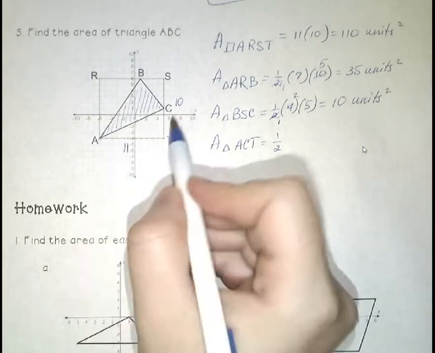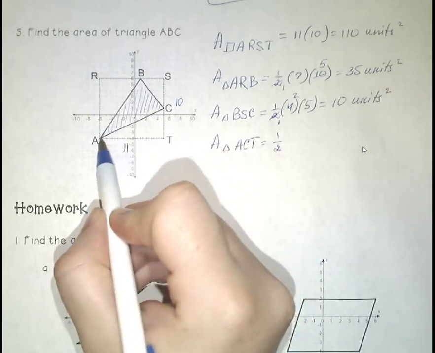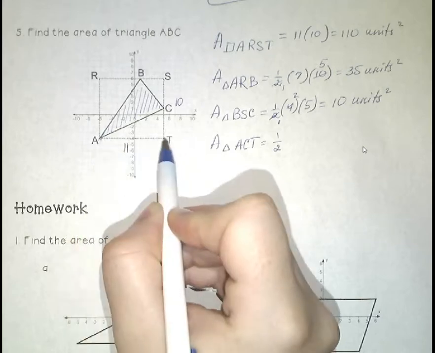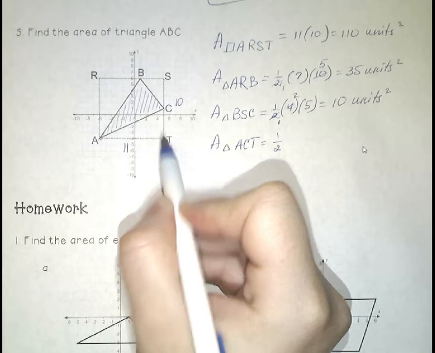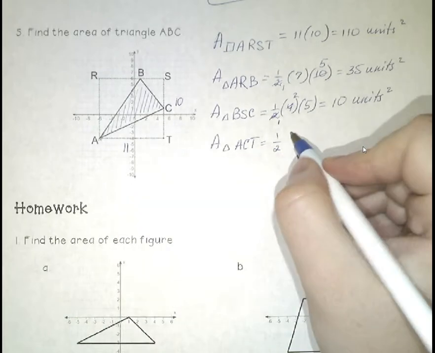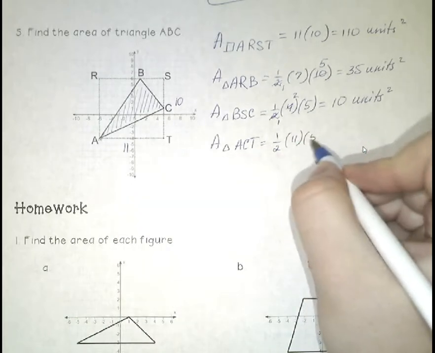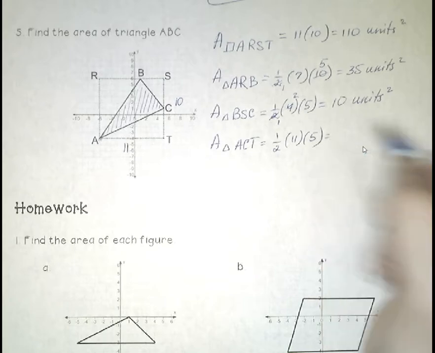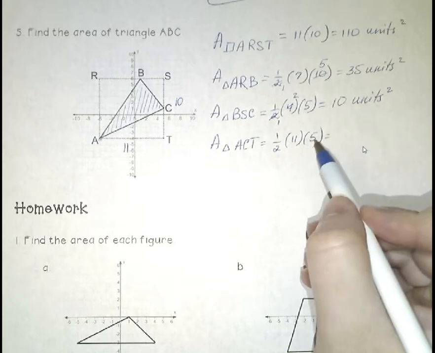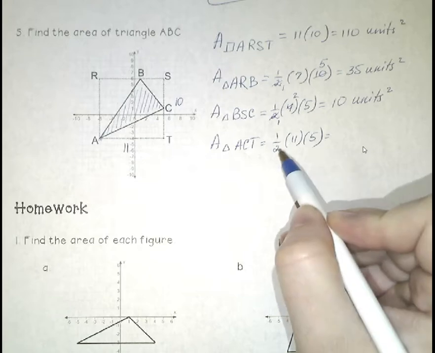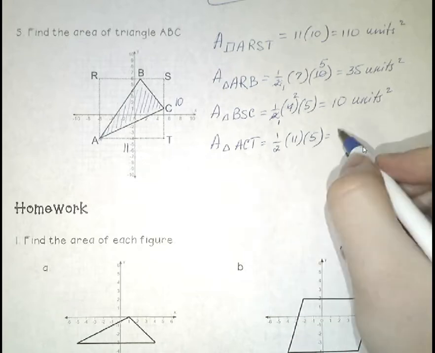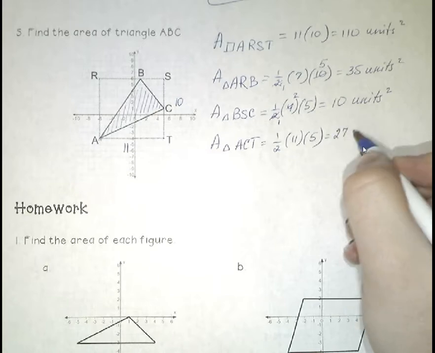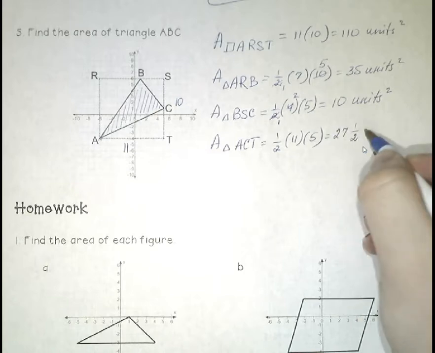Triangle ACT. The base of this triangle is 11 units, and the height of the triangle is 5 units. So 11 by 5. I cannot simplify anything here. 11 times 5 is 55. 1/2 of 55 is 27 and 1/2. 27 and 1/2 units squared.